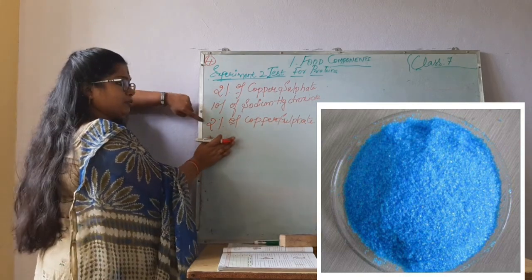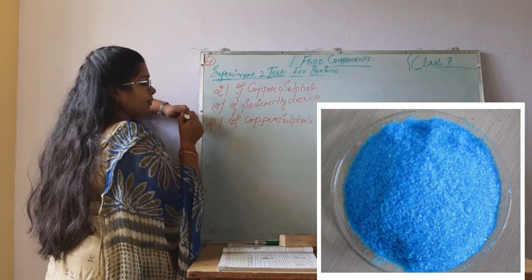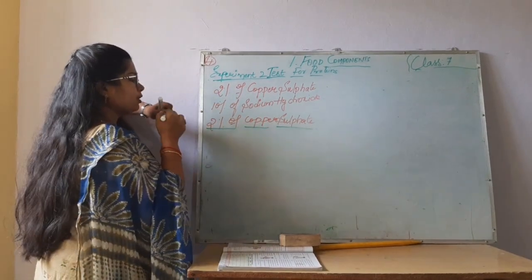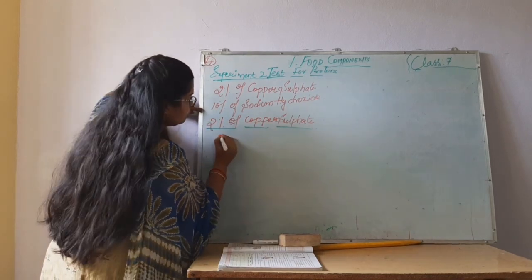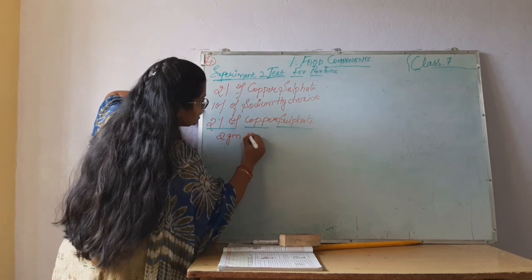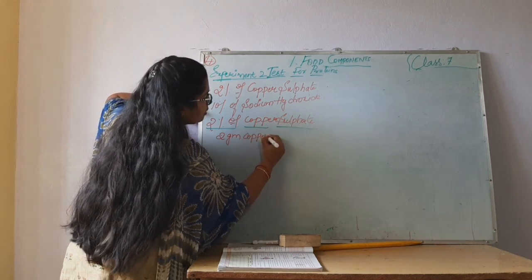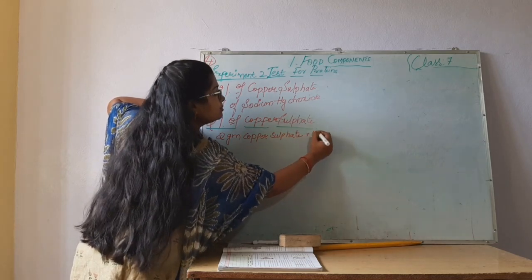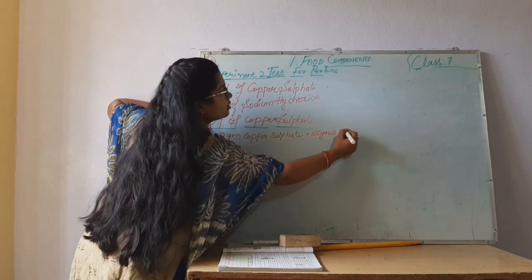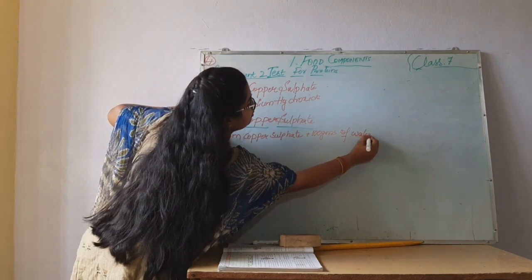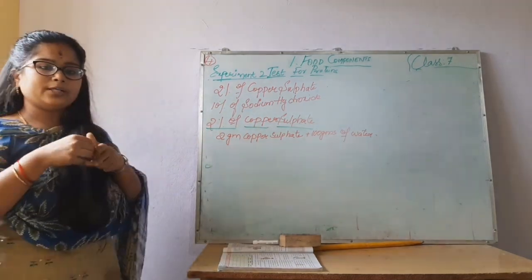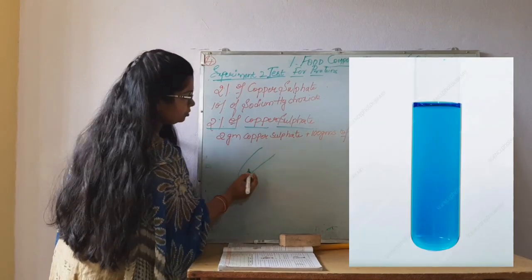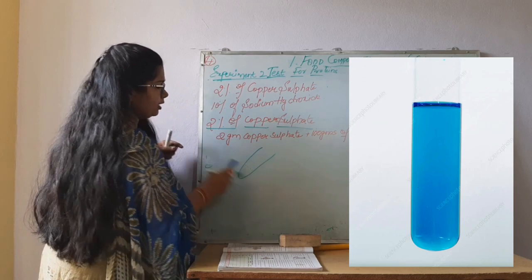So to make 2% copper sulfate, remember, what all you need? You need 2 grams of copper sulfate plus 100 grams of water. So take one test tube, add 2 grams of copper sulfate in it. It will be blue color, na? We will do with blue.